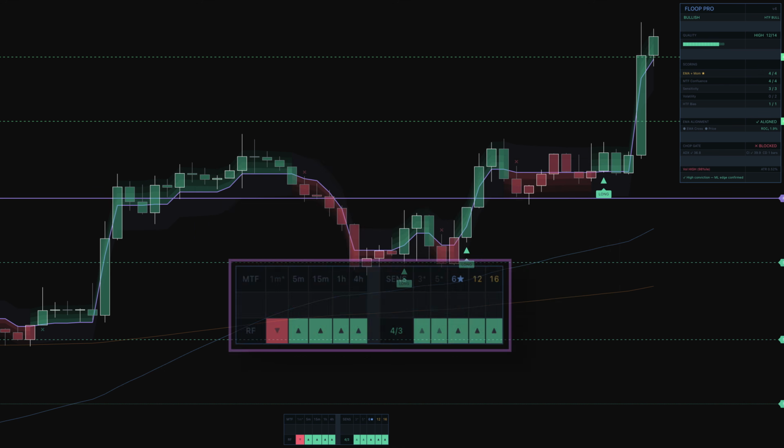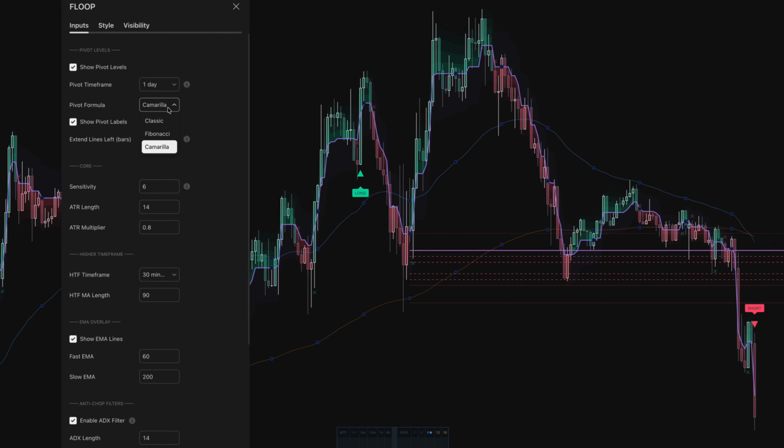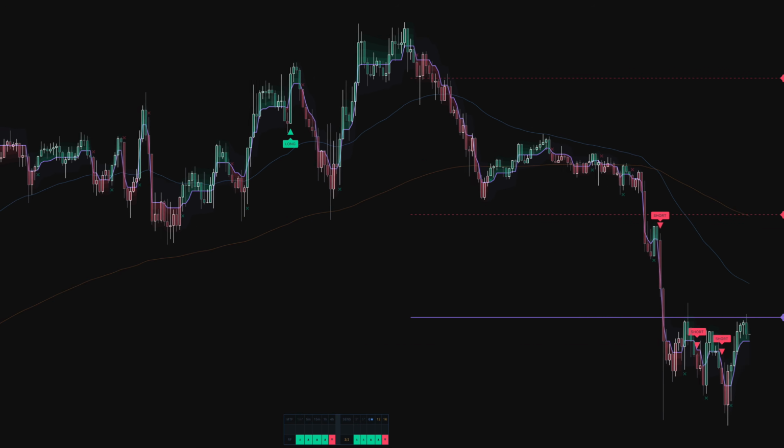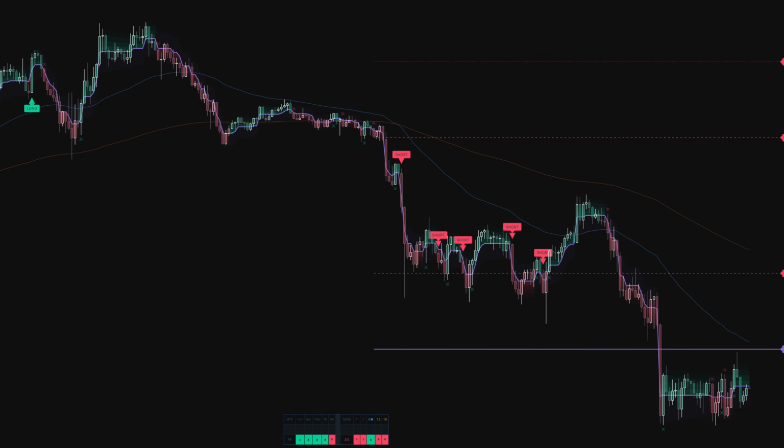set up specifically. Pivot levels are a separate but integrated feature, supporting classic, Fibonacci, and Camarilla formulas across a user-defined time frame. Levels change color dynamically when price breaks through them, which adds practical reference without requiring a separate indicator.